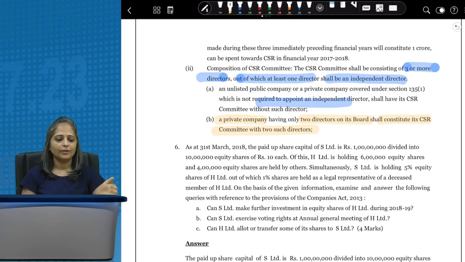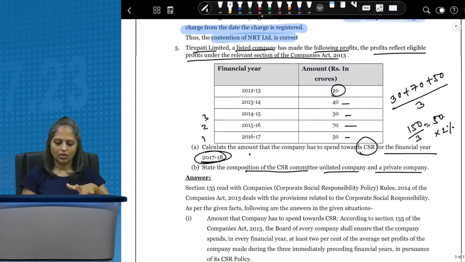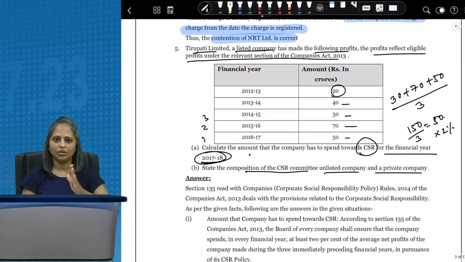But if you are a private company, you need to have only 2 directors for you to form a committee for CSR activities. So the composition will accordingly be, for an unlisted company, 3 directors, out of which one is an independent director, and for a private company it will be 2 directors. Is that clear?